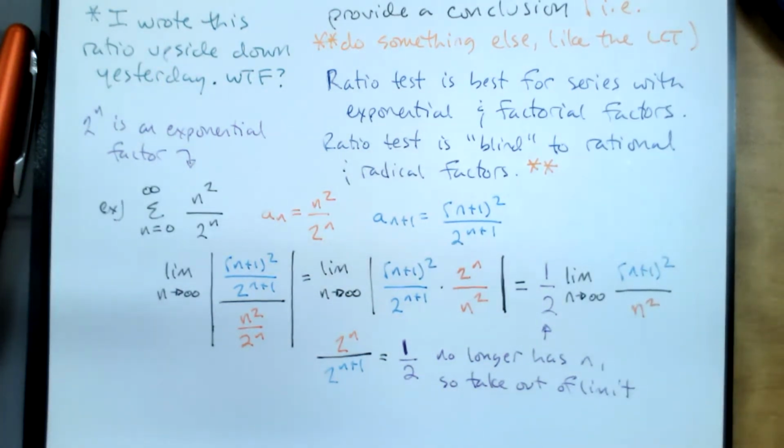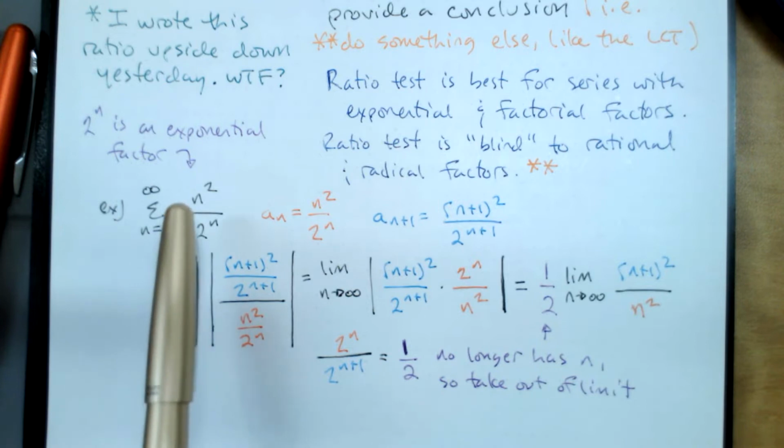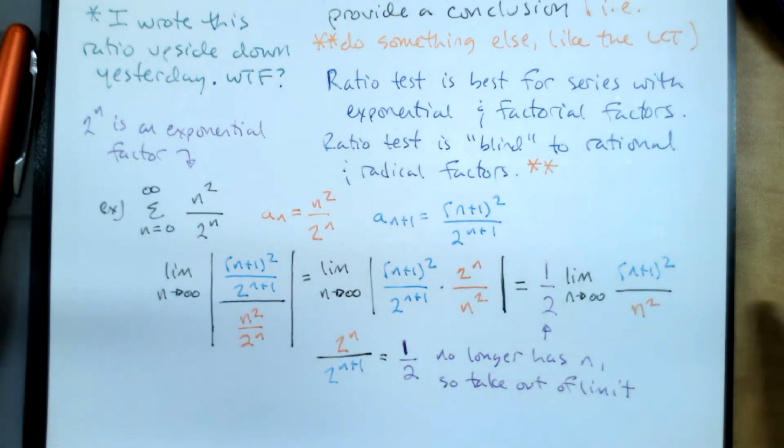Since they're both being squared, they're both positive, so I don't have to worry about the absolute value sign. Also, the sum starts off at 0 and goes to infinity. Notice that n equals 0 is no good here in the limit, but it's perfectly fine in the series, because that'll just give us 0 over 2 to the 0. That's fine. And the next one will be 1 over 2 to the 1.